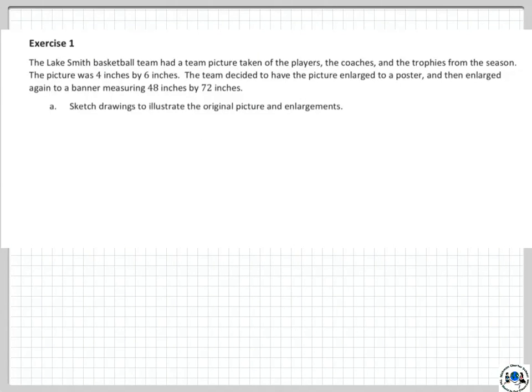Here we go. Exercise 1: the Lake Smith basketball team had a team picture taken of the players, the coaches, and the trophies from the season. Now the picture was 4 inches by 6 inches. This is a lot of fun. There are several questions, A through G, and then we close. So this Lake Smith basketball team problem is going to take us right to the end. What I would like you to do is just go ahead and muddle through A through G.